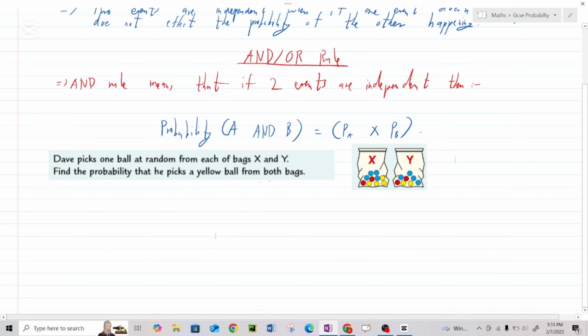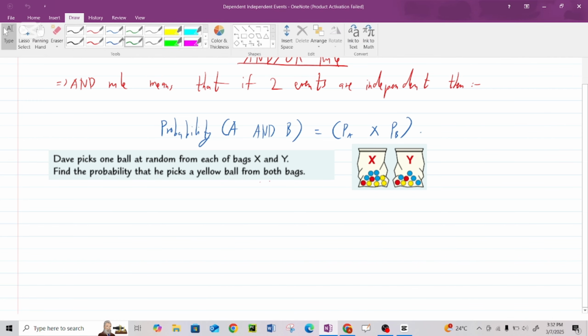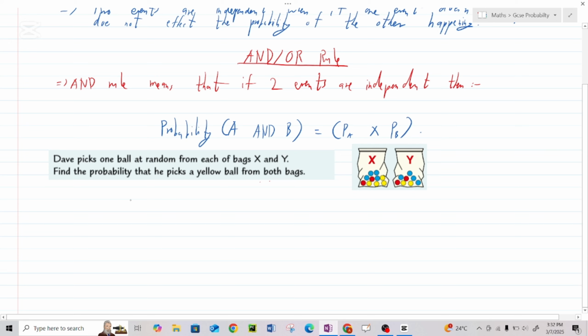Now, let's see a question to understand this. Dave picks one ball at random from each bag X and Y. Okay, so we have this many in X and this many in Y. Find the probability that he picks a yellow ball from both bags. So what we're going to do is, first, we're going to find the probability that Dave picks yellow from X.